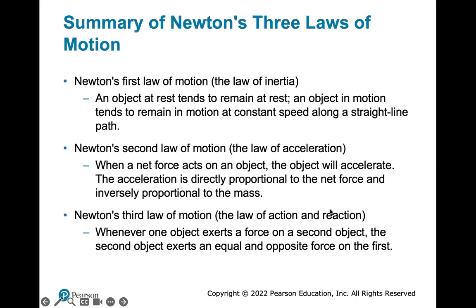Okay, this is a summary of Newton's laws. Newton's first law of motion, the law of inertia. An object at rest tends to remain at rest. An object in motion tends to remain in motion at a constant speed along a straight line path. And that's in the absence of any external forces, it's going to remain in straight line motion at a constant speed.